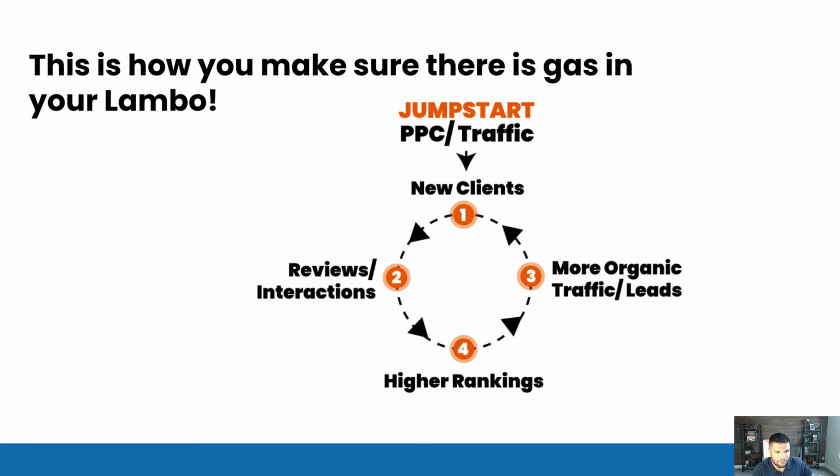Now, from there, as you're getting reviews and interactions, this is going to lead to higher rankings. So now Google is seeing that you're starting to get interactions on your website and they're going to start bumping you up the rankings. Now, as they bump you up the rankings, this is going to lead to more organic traffic and more leads. More leads will lead to new clients, and then new clients will lead to more reviews and interactions, and then higher rankings, and then more organic traffic. And it's a flywheel. This will start to really, really take off over time, or a snowball effect.